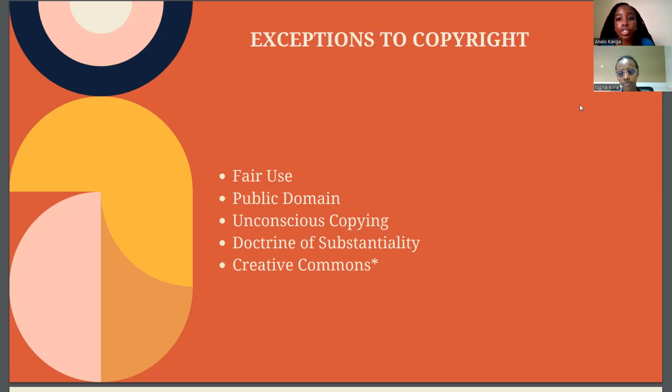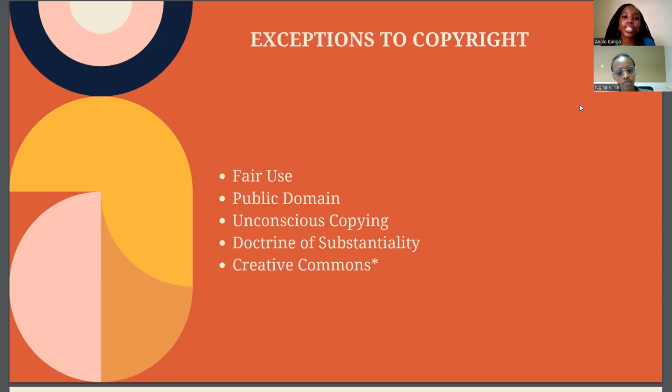The second exception to copyright is public domain. What does that mean? So like I mentioned already, copyright expires. Copyright does not exist until the end of time. So once the copyright expires, in whatever form of copyright it is, the work enters the public domain. That means everyone in the public has access to use, reuse, modify, or make copies of that particular work, okay?